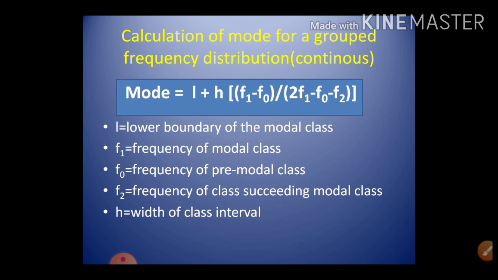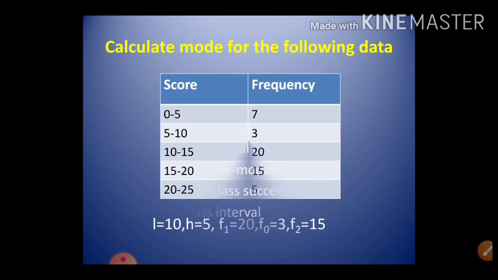L is the lower boundary of the modal class, F1 is the frequency of the modal class, F0 is the frequency of the pre-modal class, F2 is the frequency of the class succeeding the modal class, H is the width of the class interval. Let us see an example. Calculate mode for the following data. The score is given in the first column, frequency is given in the second column: 0 to 5, 7; 5 to 10, 3; 10 to 15, 20; 15 to 20, 15; 20 to 25, 5.